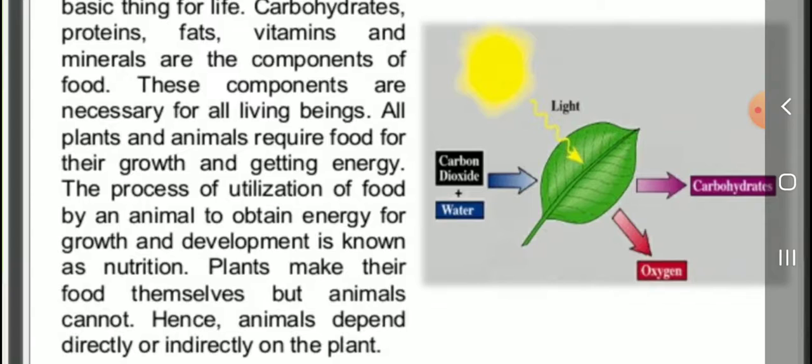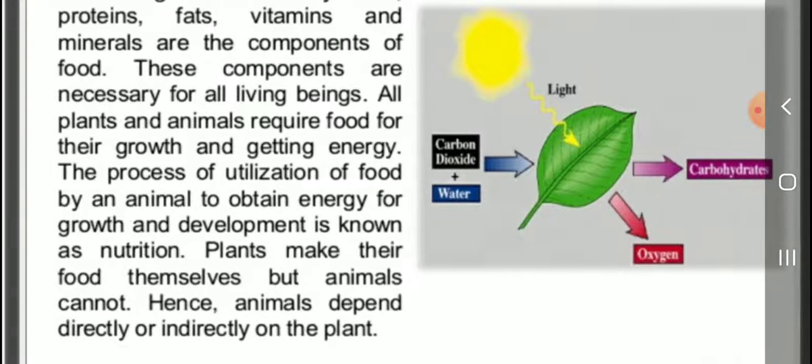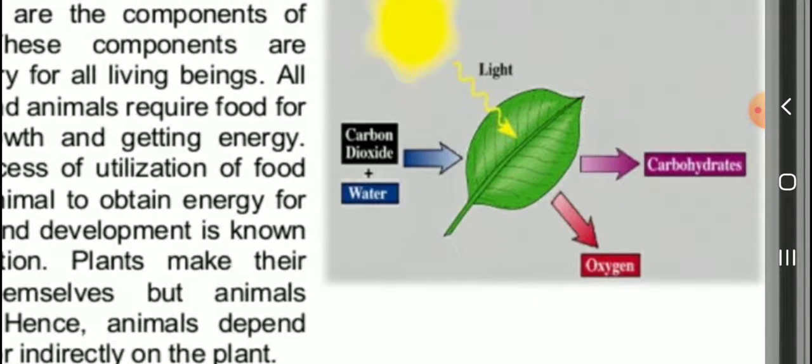The process of utilization of food by an animal to obtain energy for growth and development is known as nutrition. Plants make their food themselves but animals cannot. Hence, plants make their own food but animals depend on another one. The animals depend directly or indirectly on plants. Photosynthesis process: carbon dioxide plus water, in the presence of light, gives carbohydrates and then oxygen.